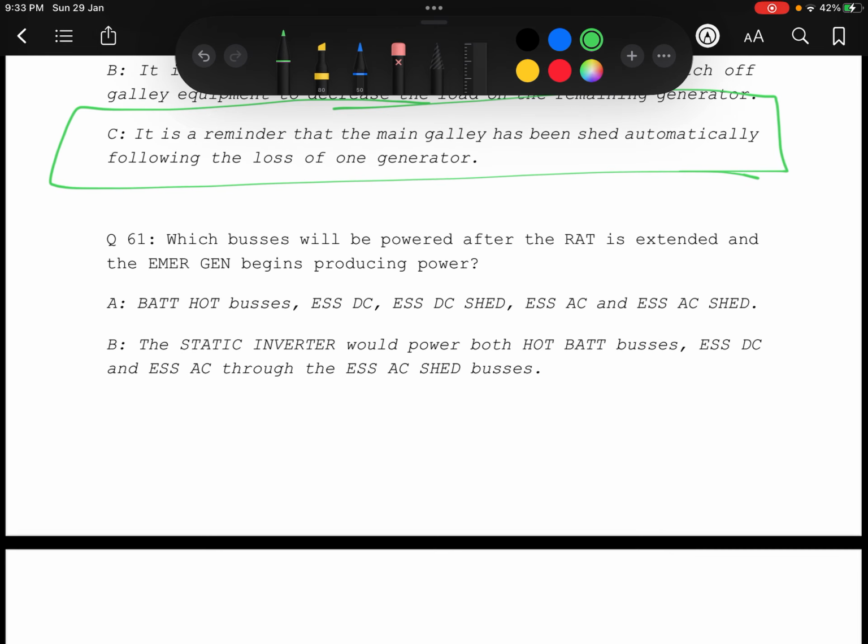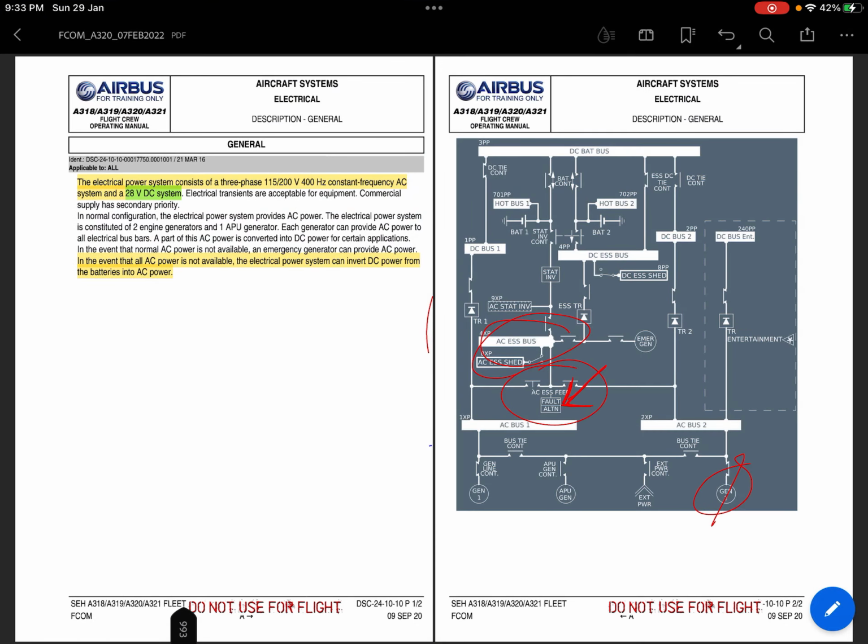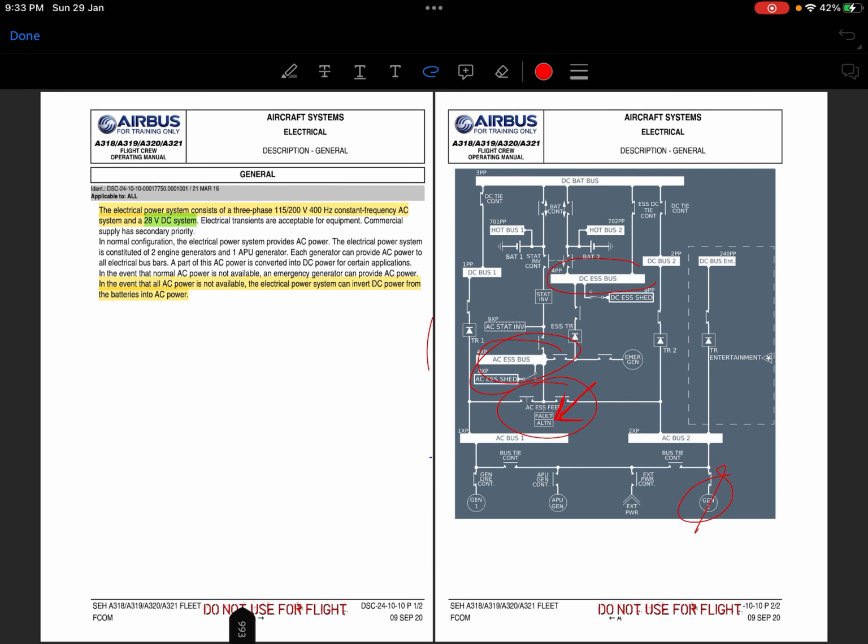Which buses will be powered after the RAT is extended? Okay, so initially I told you, if the batteries are the only source, then it is just the AC and DC essential buses. AC and DC essential buses if the batteries are the only source.